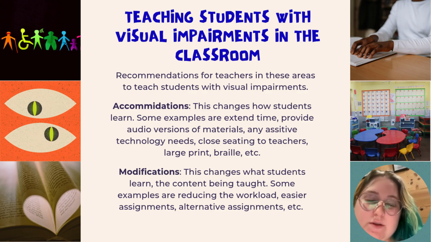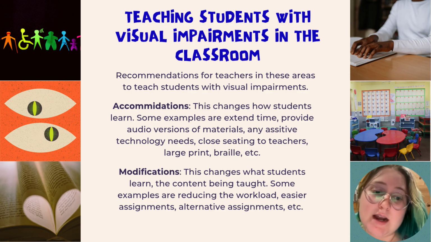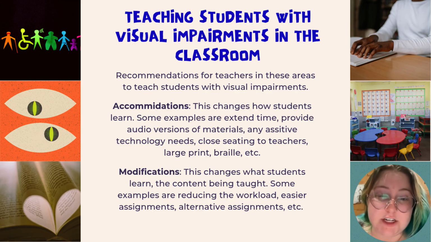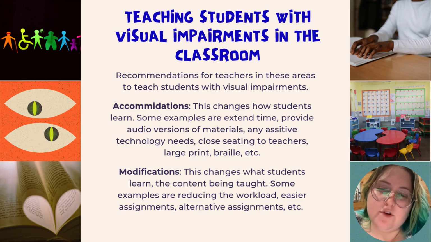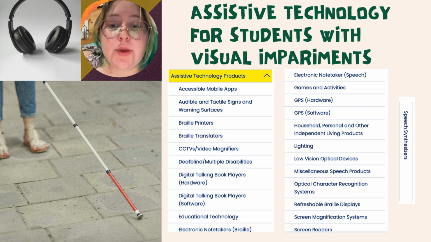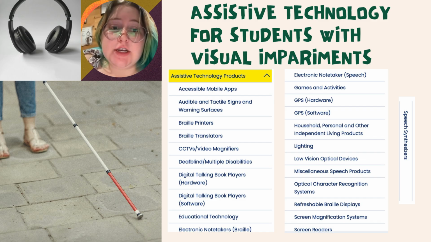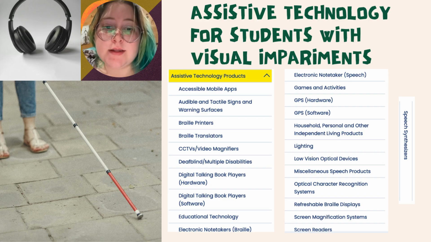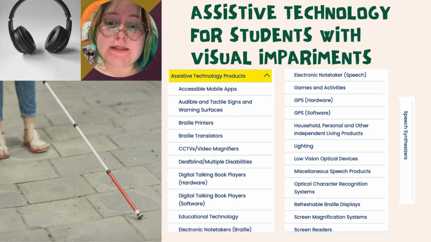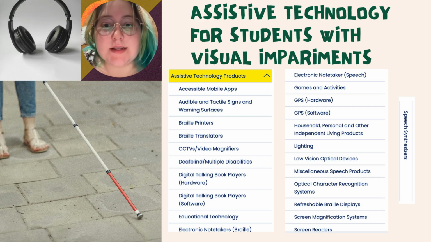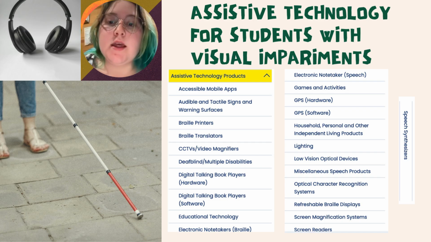But for students with visual impairments, it really depends on how severe their low vision is, for the different types of accommodations and modifications each student needs. So here are some examples of assistive technology for students with visual impairments. These I got from the American Foundation for the Blind website. I just took a screenshot of the things that they offer, and it provides a description of each thing.